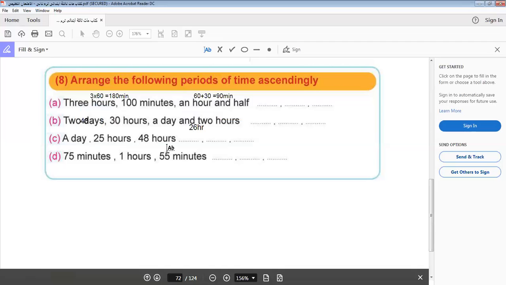Here, day, hour, and hour. So the day is 24 hours. It's too easy. Here, 75 minutes, 1 hour, and 55 minutes. So here, the hour is 60 minutes. Now you know how I'm thinking. Now you have to think about the smallest unit or smallest period and complete the question by yourself.